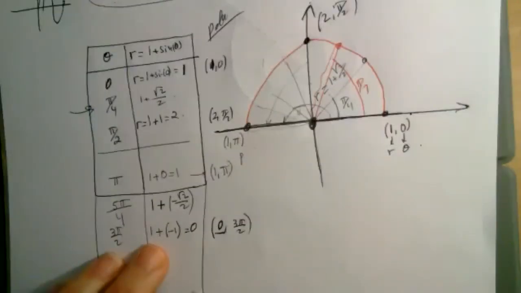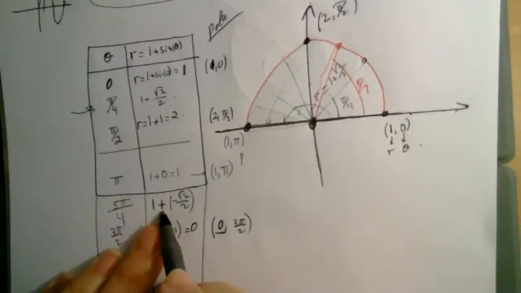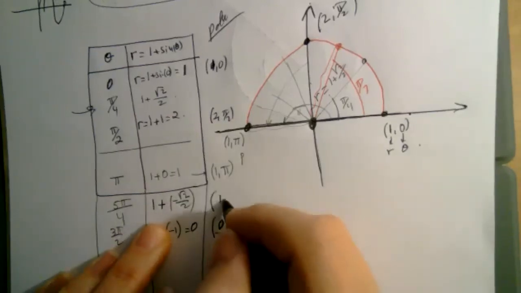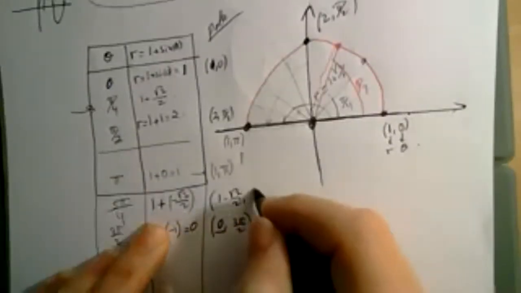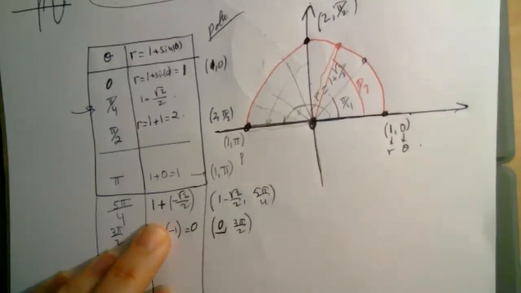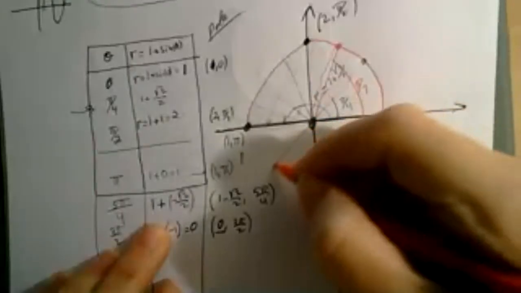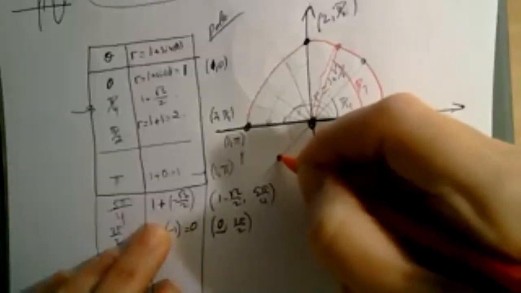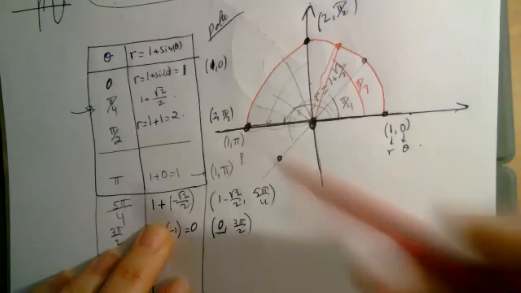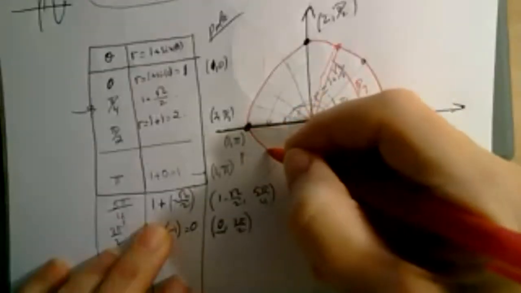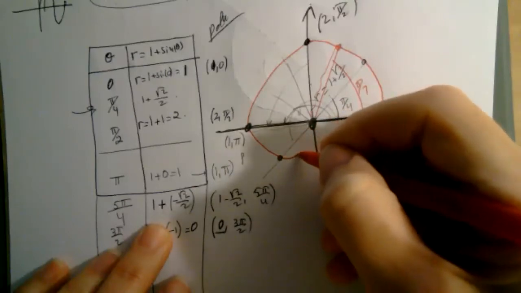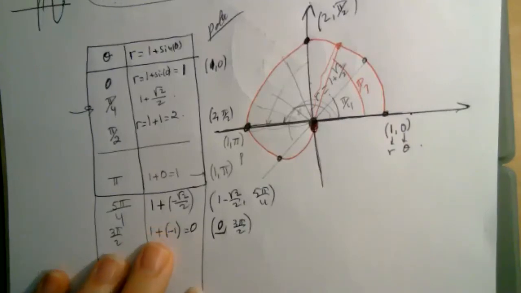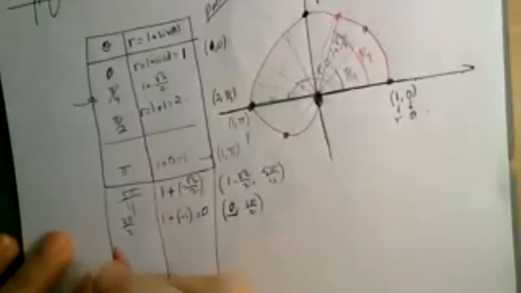So what's the picture now? At pi, r is 1. So this point here is 1 minus square root of 2 over 2 and 5 pi over 4. So 5 pi over 4 is right here. When theta is 5 pi over 4, r is a little bit less than 1. And r is going to basically decrease, decrease, decrease, and then it's going to be equal to 0. Very good.